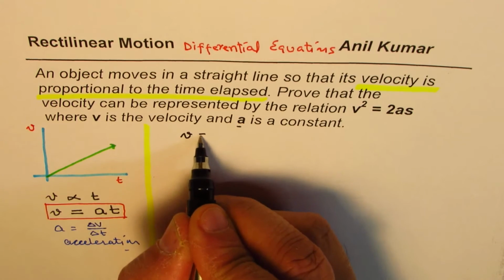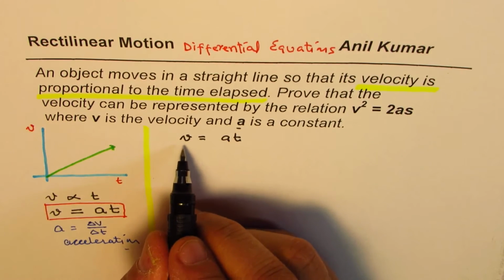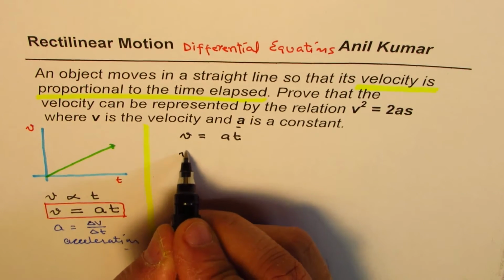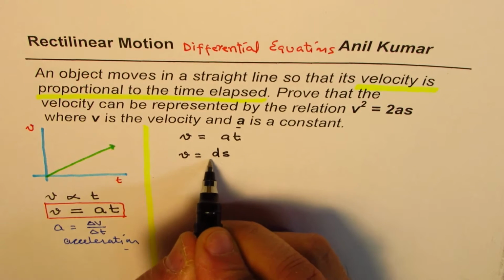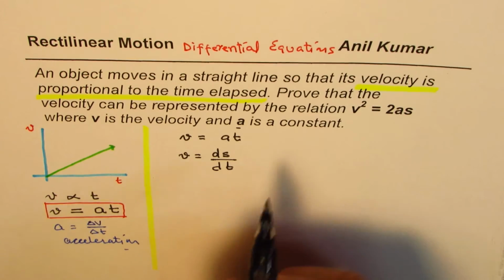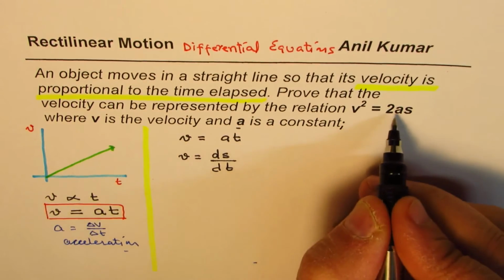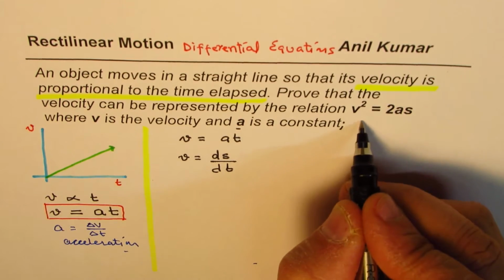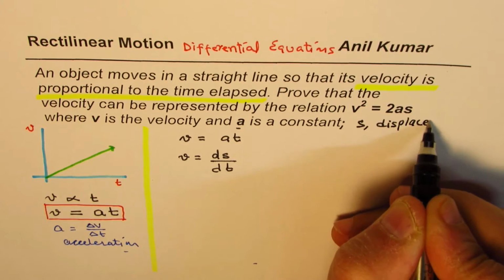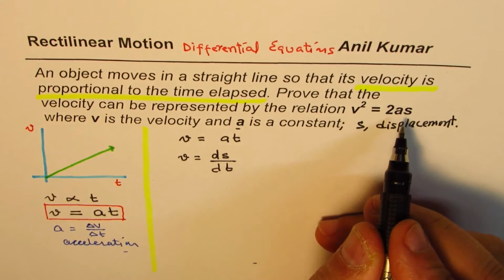So what we have here is v equals at, right? Now v is actually the rate of change of displacement, where s is displacement for us, right? So v is ds/dt. So in this equation, we have not written here what s is. Actually, we have not written what a is also. Anyway, we'll say s is displacement. Okay, so let me fill that up for you. So that is what s is in this particular equation.